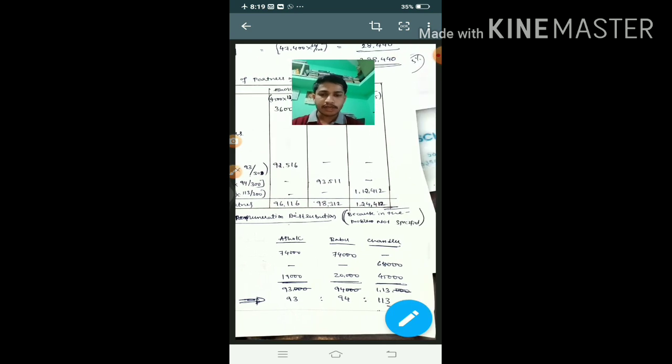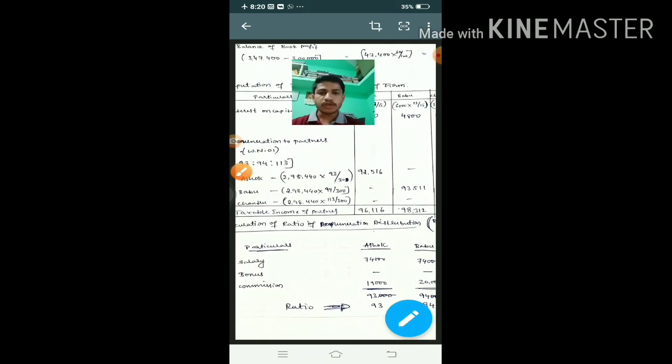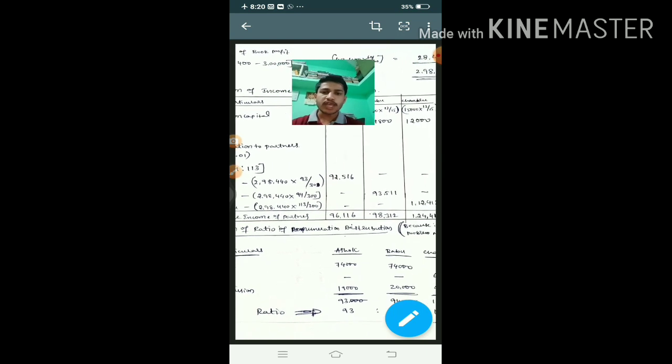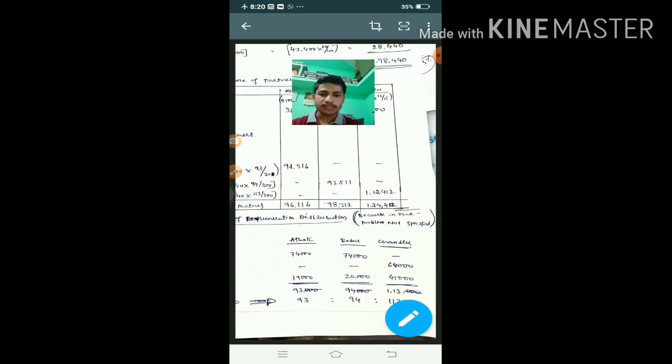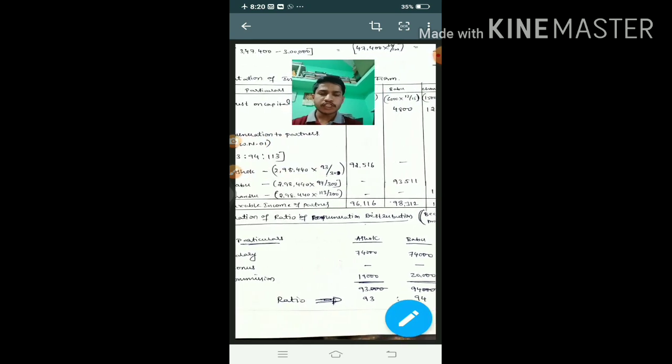How did we get 300? Add all these three numbers: 93 plus 94 plus 113, you're going to get 300 as the ratio total. So calculate, you're going to get 92,516. Similar to Babu and Chandru, calculate like this also. Babu's ratio is 94 and Chandru's ratio is 113.